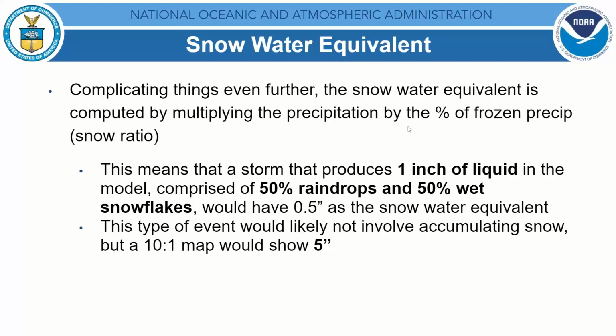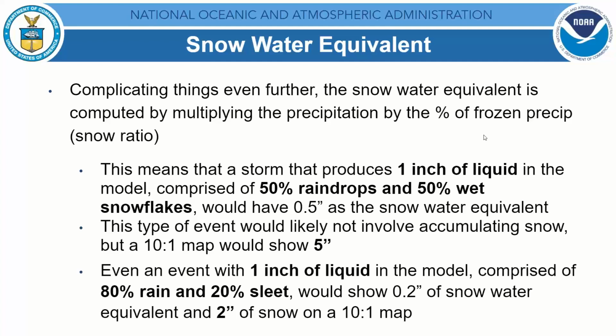So in a case of mixed precipitation, it's going to really overinflate that snowfall total. And even an event with 1 inch of liquid in the model, say it had 80% rain and 20% sleet, it would make that 2/10 of snow water equivalent because of that sleet. So you'd have 2 inches of snow on a 10-to-1 map. In reality, you probably would have nothing at all. So again, it's overinflating these marginal situations.